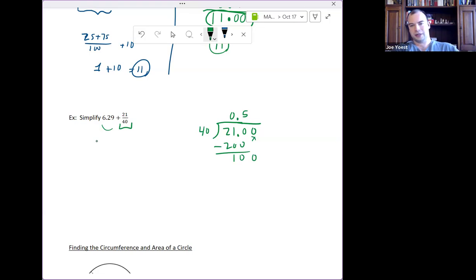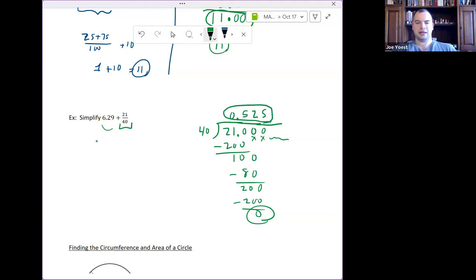I stick another 0 on the end, bring it down. 40 goes into 100 twice. 2 times 40 is 80. Remainder of 20. Another 0, bring it down. 40 goes into 200 5 times. 5 times 40 is 200. Remainder of 0. Nothing substantive left to bring down. That is what 21 divided by 40 ends up being as a decimal, 0.525.